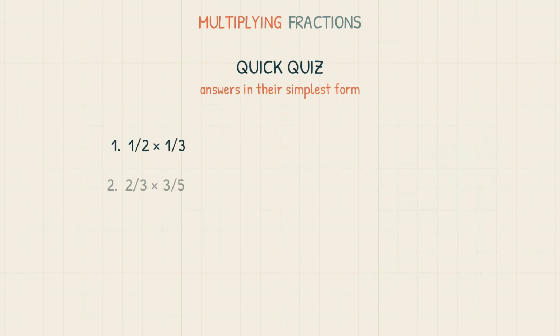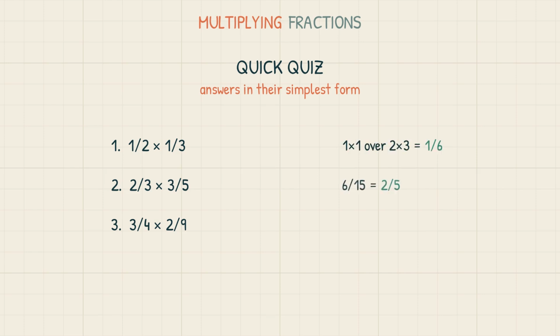Quick quiz. Work out each one and give your answers in their simplest form. Pause the video, then play to check. Here they are. 1/2 times 1/3, tops 1, bottoms 6, 1/6. 2/3 times 3/5, 6/15, which simplifies to 2/5. And 3/4 times 2/9, 6/36, 1/6.